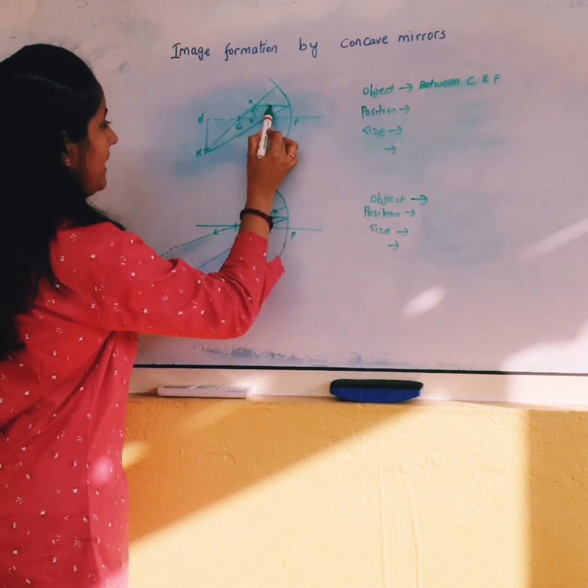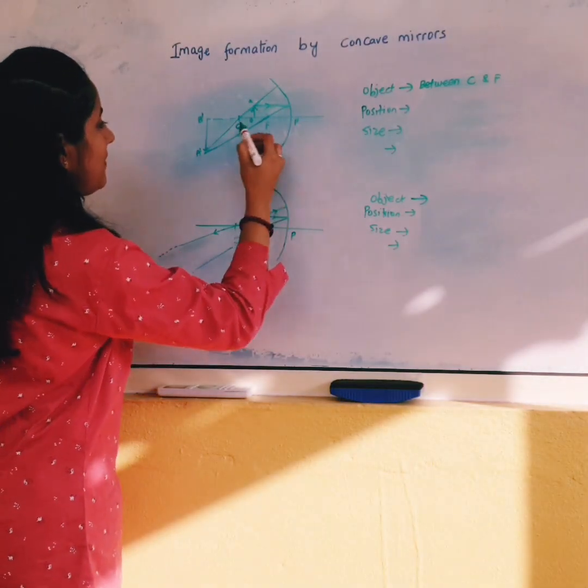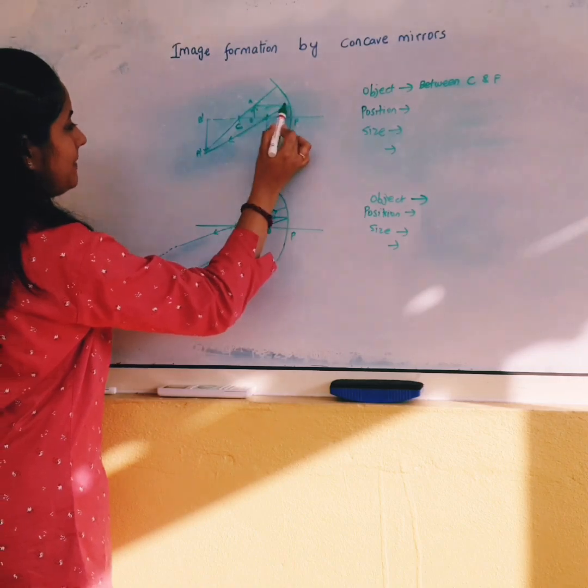So first ray will go parallel to the principal axis. After reflection, it will pass to the focus. Okay, so this is the path followed by the first ray.